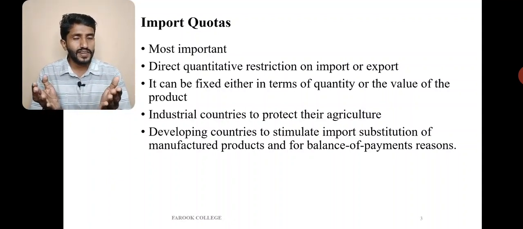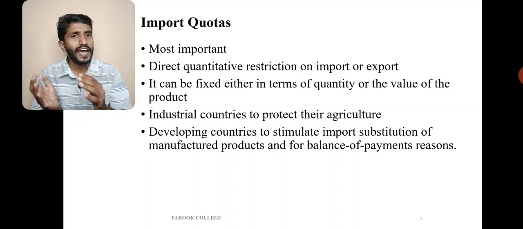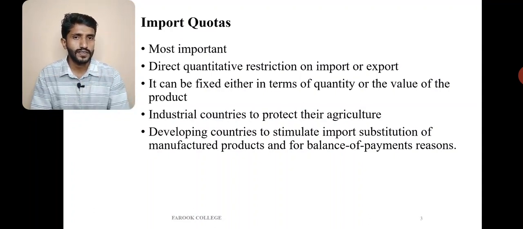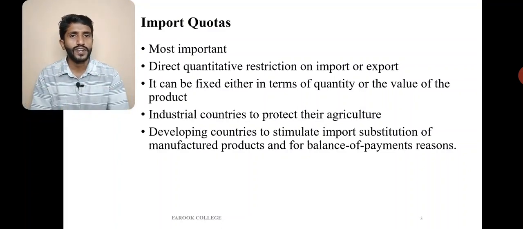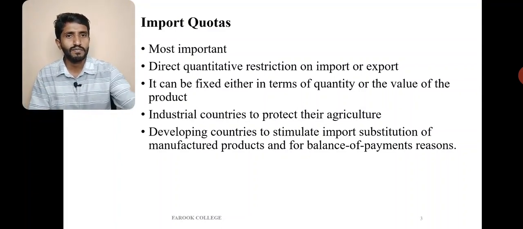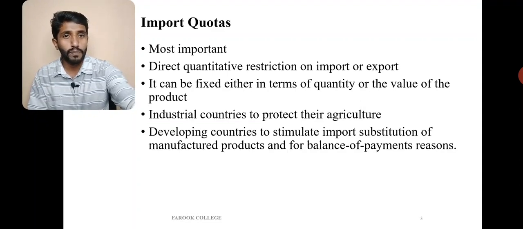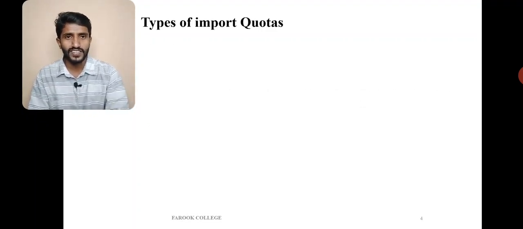We can see that developing countries always have some kind of deficit in the balance of payment. It means that imports will always be more than exports. So to correct these balance of payment problems, they can adopt this quota system. These two were the main objectives of adopting the quota system in developing nations.